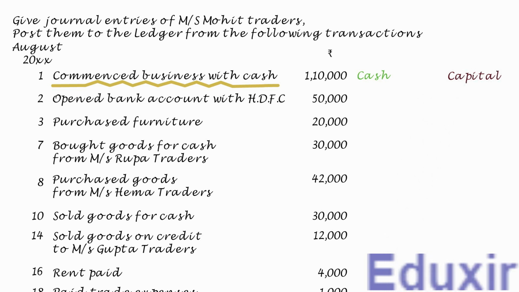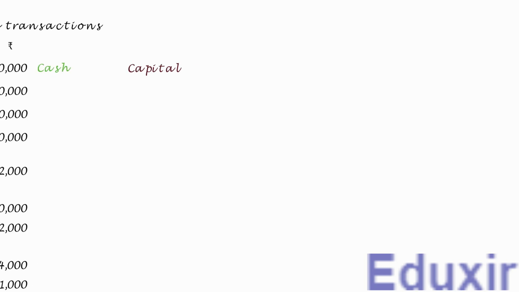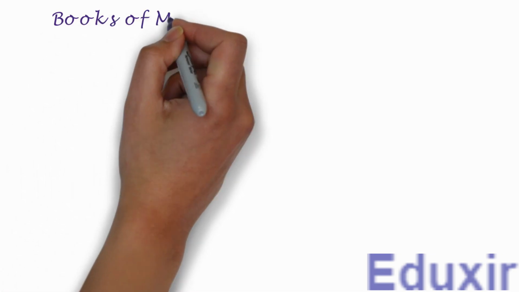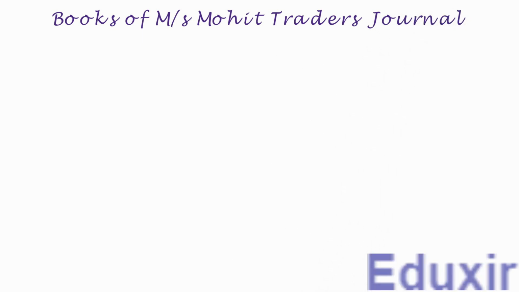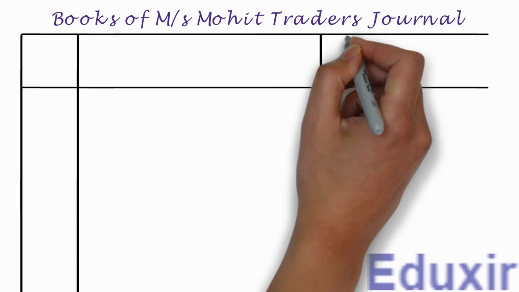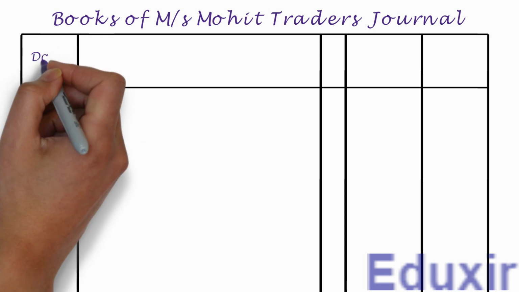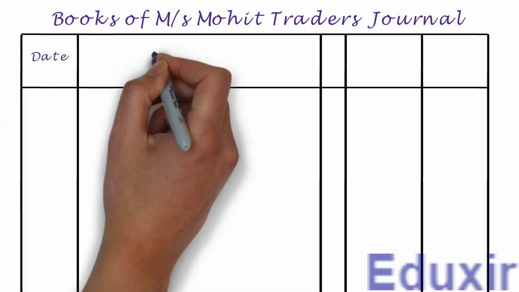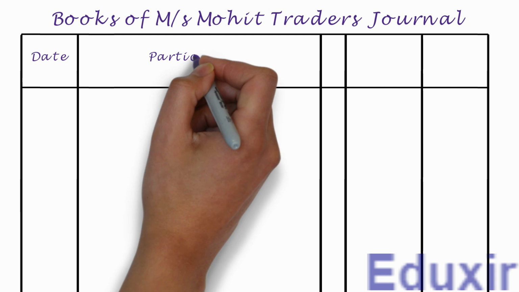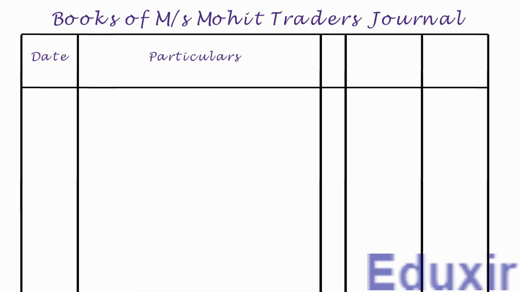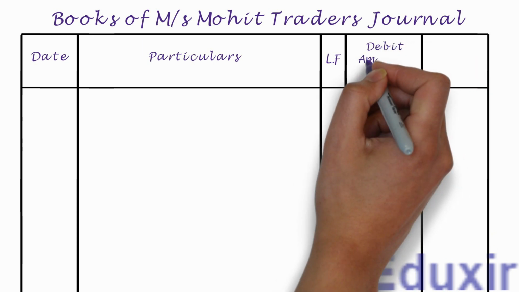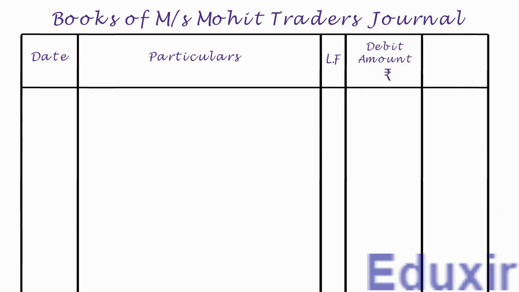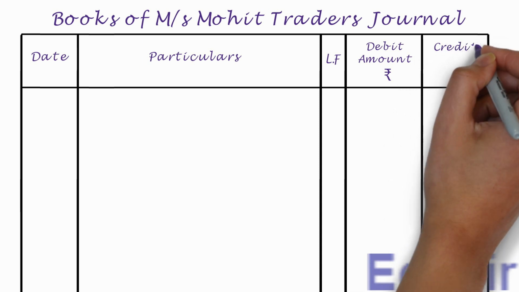With this analysis at our disposal, let us proceed with the generalizing of this transaction. Let us first write the title as Books of Messrs. Mohit Traders Journal. Let us have the individual columns for date, particulars, ledger folio, debit amount in rupees, and credit amount in rupees.